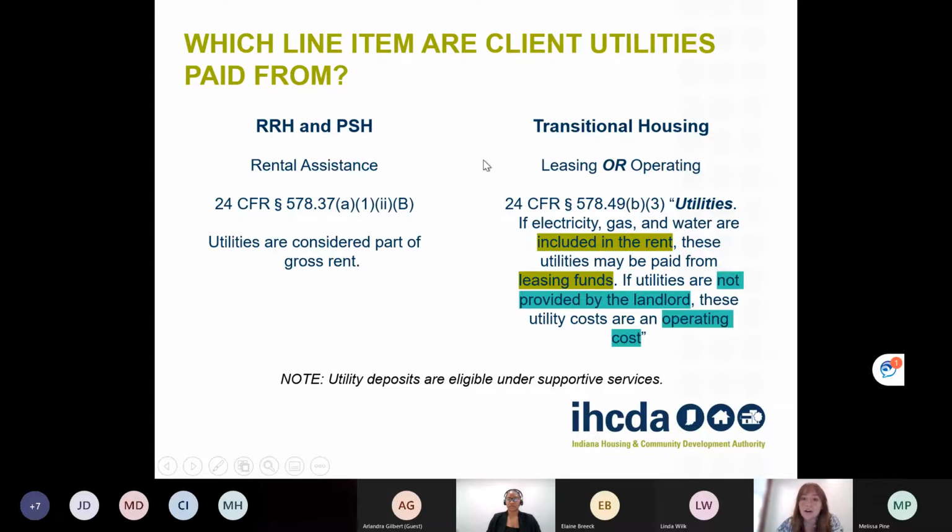For any clients that are in transitional housing, this is a little bit different and it will depend on where the utilities are. So if the utilities are included in the rent of the unit, then those utilities can be paid from leasing funds. Whereas if they are not provided by the landlord, then those would be an operating cost. And then just as a general note, utility deposits can always be an eligible cost for participants. Those would be under supportive services instead.